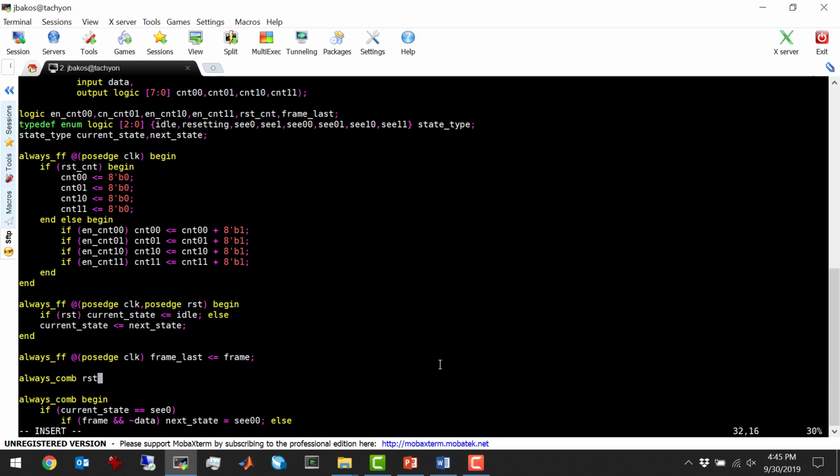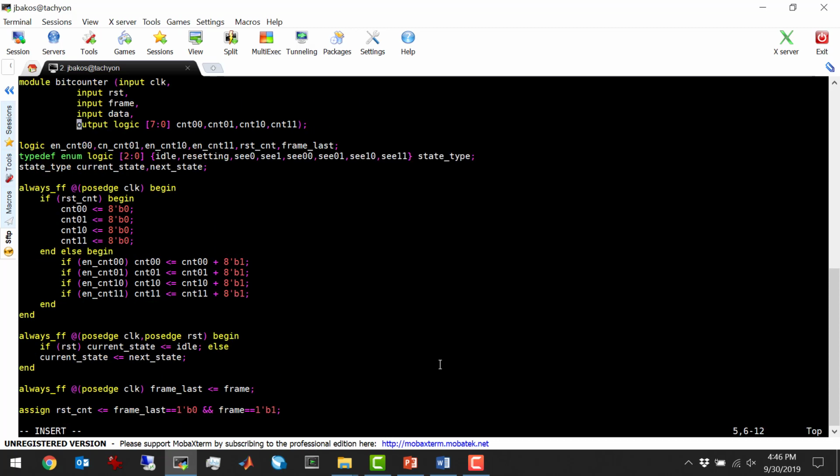reset. What do I call that? Reset count is going to be... Actually, I don't even need a... Why am I doing always for that? I'm just doing an assign statement. Assign reset count to be 1. Sorry, I want to say when frame underscore last equals 0 and frame equals 1b1.